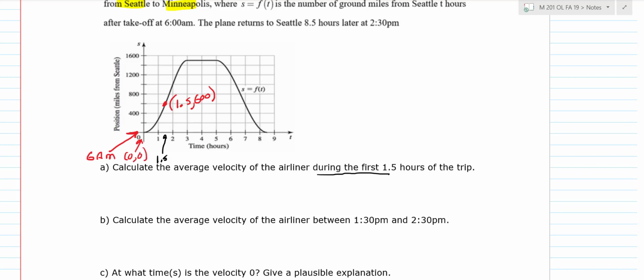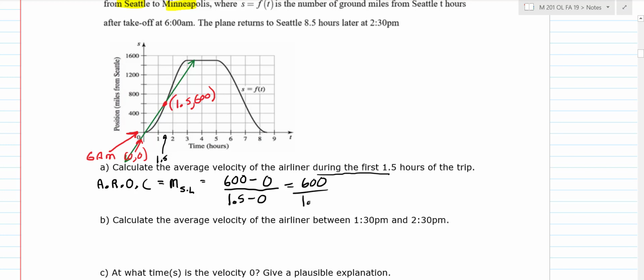If we want to find the average rate of change, I'm going to abbreviate that AROC, then really what we're doing is finding the slope of the secant line that goes through those 2 points. You can think of a secant line crossing through those 2 points like that. You just need to find the slope of that secant line, and that'll give you the average velocity over that time period. So we would have the change in position, from the starting point to 600 miles away, and the time interval is from the beginning to 1.5 hours. So you would have 600 over 1.5, and then you can simply calculate that out.